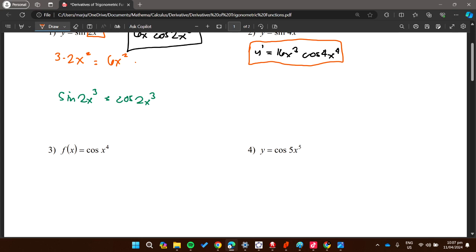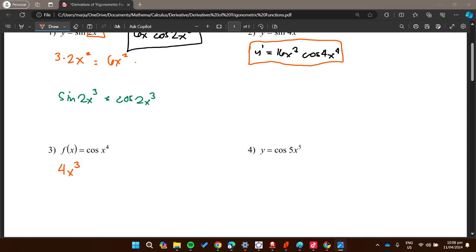So let's have number 3. So number 3, again, take first the derivative of x to the 4th, and then the cosine x to the 4th power. So, meron tayong derivative ng x to the 4th will be what? That is just 4x cubed. Alright? That's just 4x cubed.